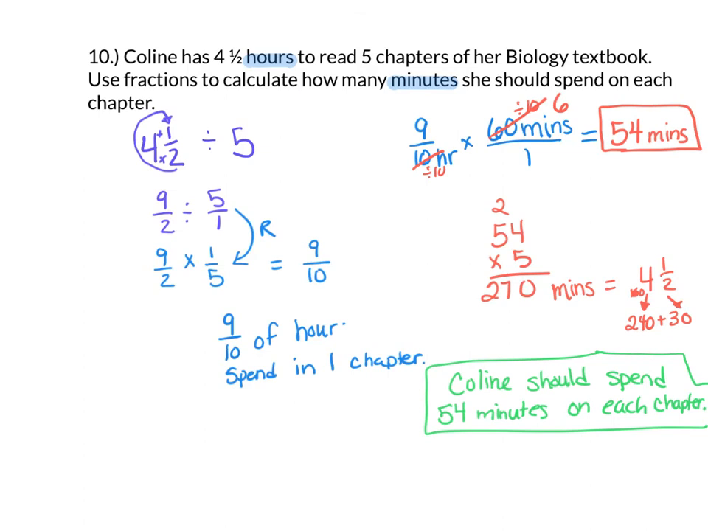The other thing that you're going to have to do is basically tell us, does it make sense, right? Does 54 minutes make sense? Yes, it does, because I did get 9/10 of an hour, and that's almost an hour, right? And 54 minutes is almost an hour. So you can say something to the fact that, yes, it makes sense. And when I checked my work and multiplied 54 times 5, I got 270 minutes, which is equal to 4.5 hours.